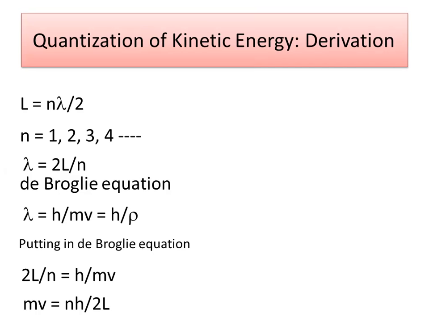Mass into velocity आपने निकाला. Again, this is just the rearrangement. आपके पास क्या है? 2L divide कर जाएगा, h जो है वो n के साथ multiply कर जाएगा. Just this is the rearrangement. And why have I derived mass into velocity? Kinetic, because the kinetic energy is half mv square. So this is the way.